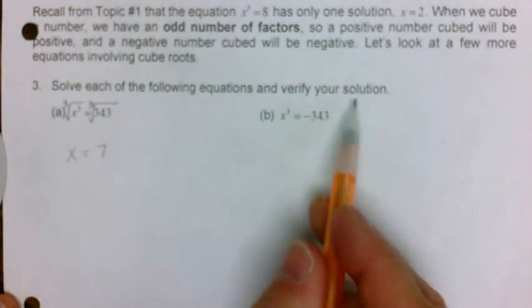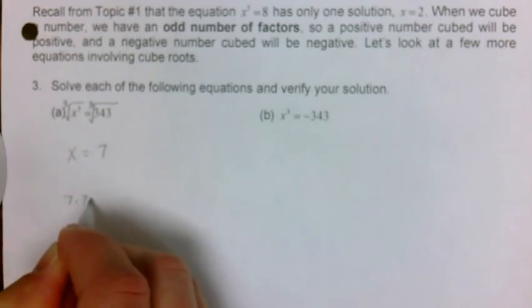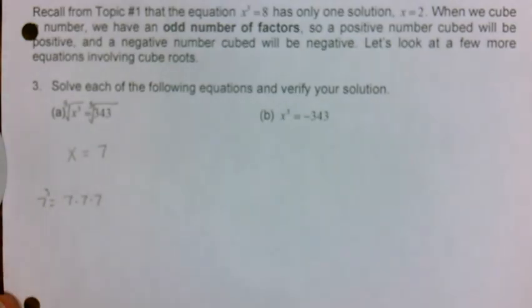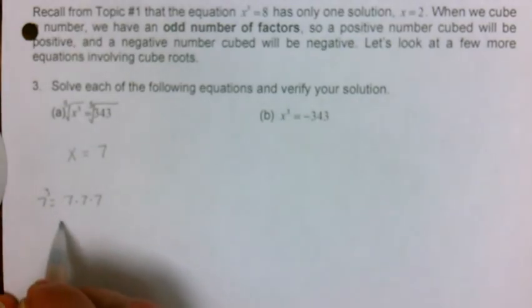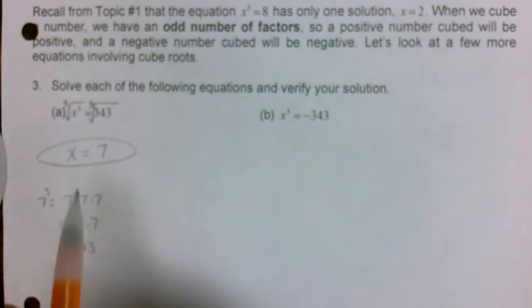We can verify our solution by doing a product. If you have 7 times 7 times 7, that's 7 cubed. 7 times 7 is 49, and then 49 times 7 gives you 343. And so there's only one answer to this equation: x is equal to 7. Why couldn't it be negative 7?